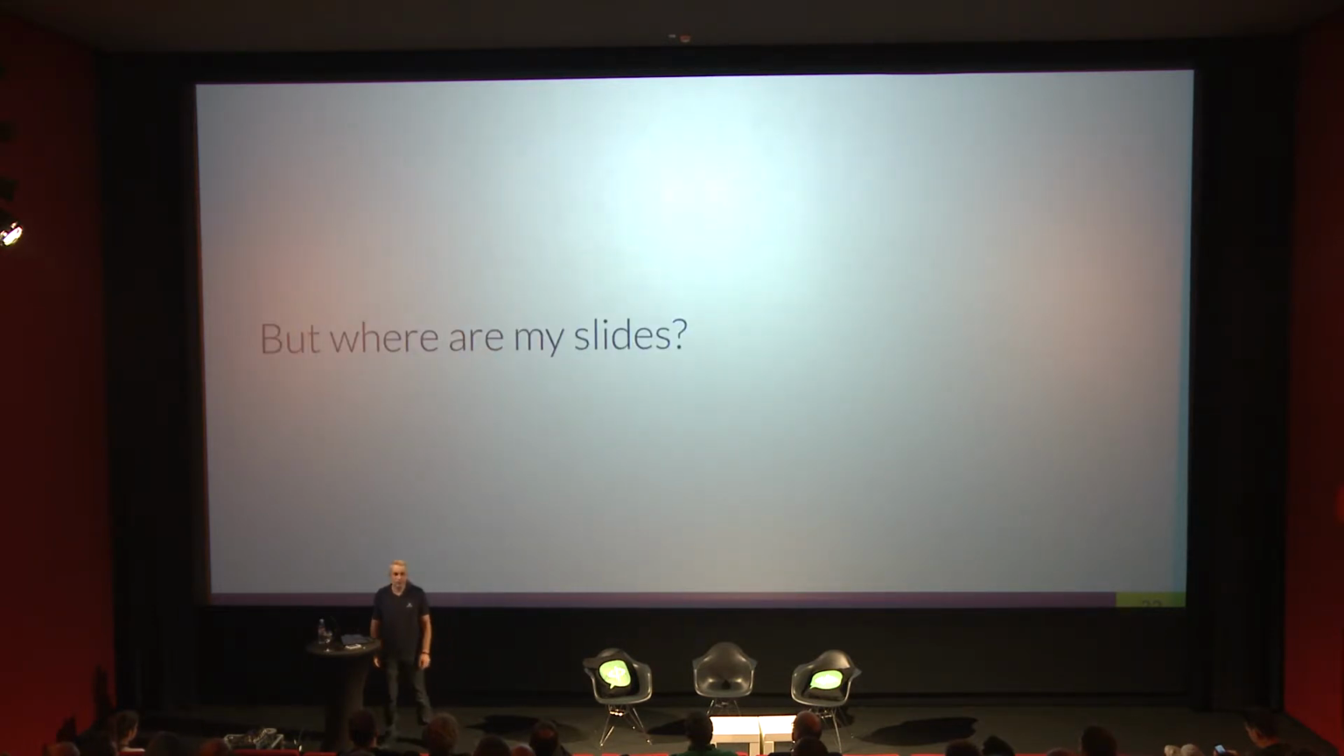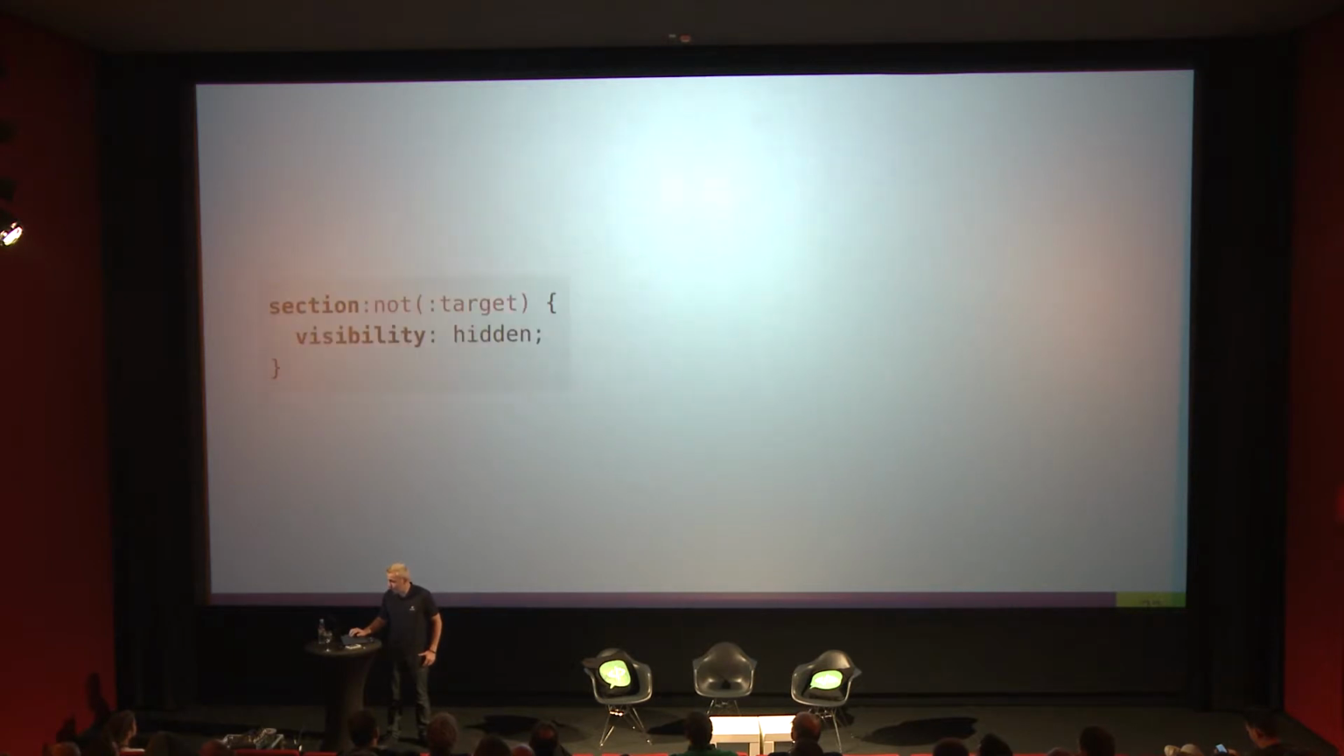But if I do so, I see nothing. Where are my slides? Because I hide every slide that does not have the target pseudo class. If I don't have a hash part in the location, then no slide gets displayed. Everything is hidden. How could I solve this? Well, the easiest way is to say, then I always have to provide a hash in the URL. I don't want this. This is not robust enough.